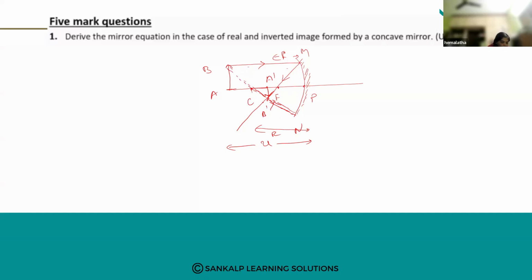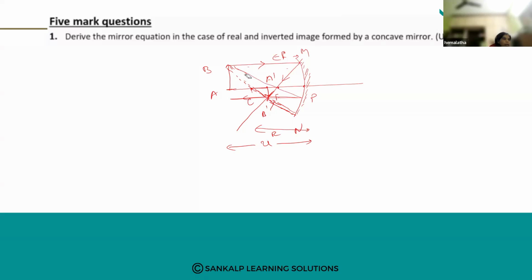So one more ray passes through F also. Correct or not? This one directly passes through F. Don't get confused. It passes and then comes back parallel like this. So this is how it is.